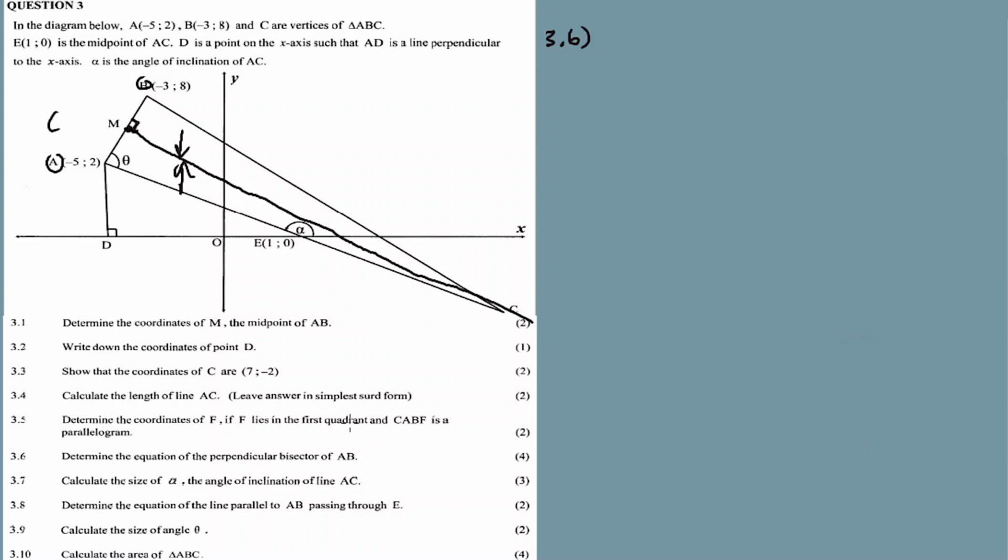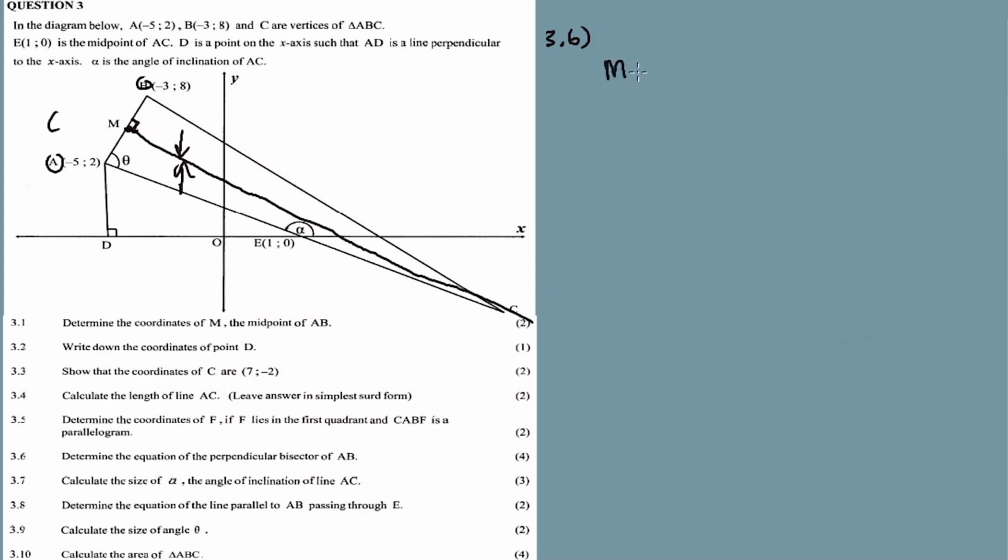Alright, I think I'm making an assumption. Determine the equation of the perpendicular bisector of AB. They didn't say which point the line will pass through. I'm not saying I assumed, but usually this question should be asked in this way: the equation of the perpendicular bisector of AB, and the line passes through point M. You need a point and a gradient. Finding a gradient won't be a problem.